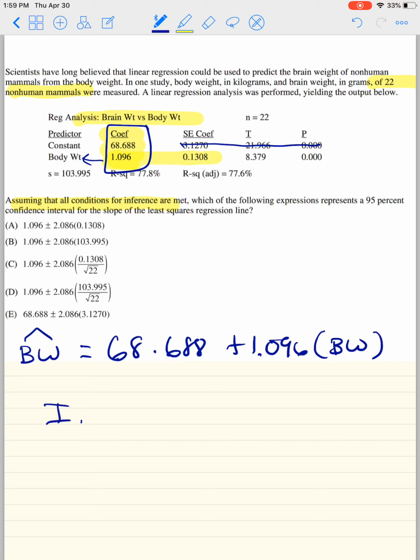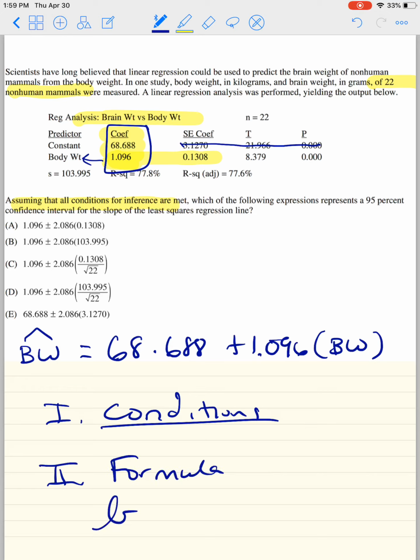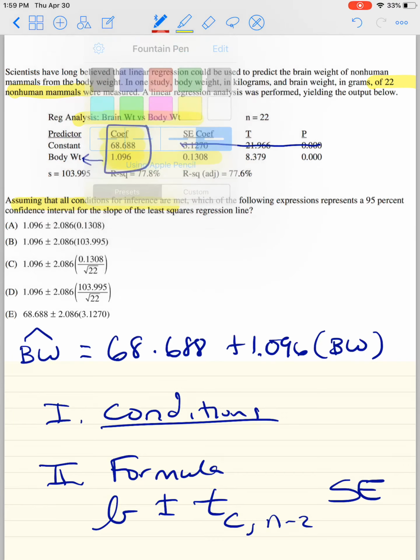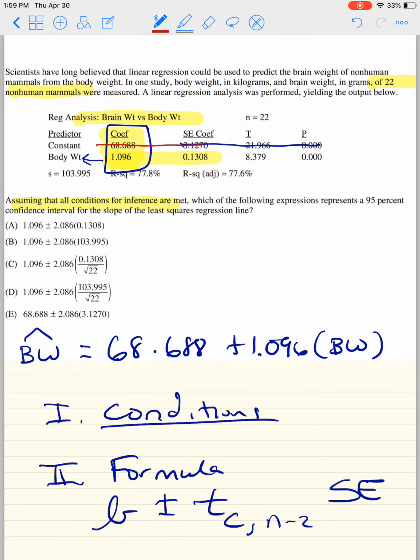So conditions, assuming all conditions for inferences are met. That's amazing, but you still have to write the problem states the conditions are met, okay to proceed. Okay, that's step one. Step two is our formula, statistic plus or minus critical value times the standard deviation of the statistic, which is the standard error. We never are going to divide by the square root of n for this problem. Once again, guys, after you use 68.688, you're never going to use him again. The only reason why we need him is for the equation of the line. That's it. Now we only got these two.